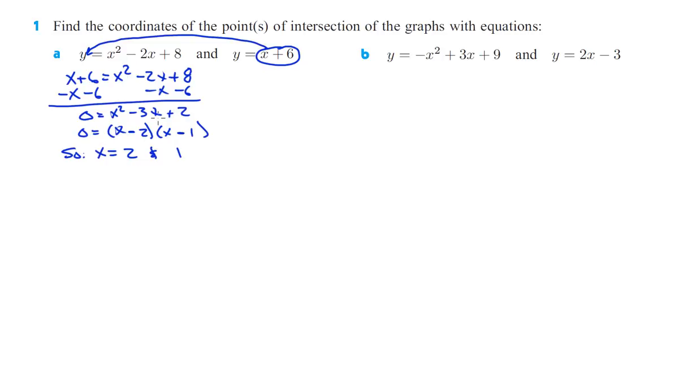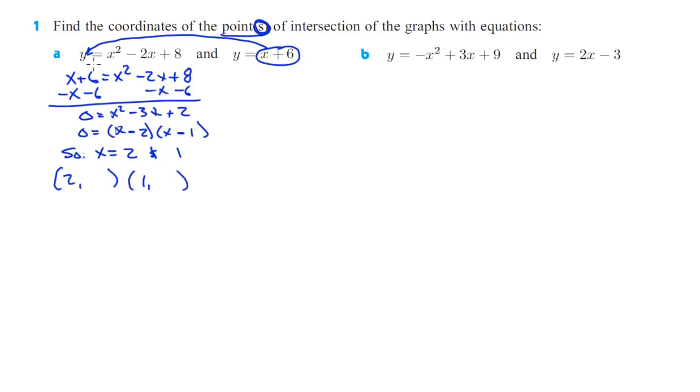So what that means is we don't have just a point of intersection, we have points of intersection. Okay, so we have 2. So that means one of the points is going to be at 2 something, and the other point is going to be at 1 something. So we have to figure out what both of those are.